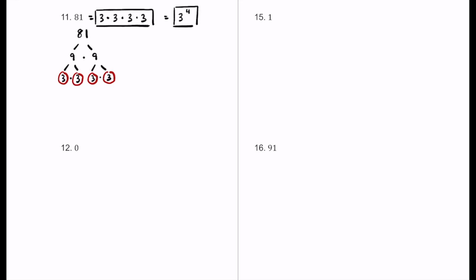All right, cool. Now if we're going to go ahead and find the number of factors, let's take this 3 to the 4th power, the exponent form, and just add 1. So 4 plus 1 is going to be 5. Turns out 81 is going to have 5 factors.